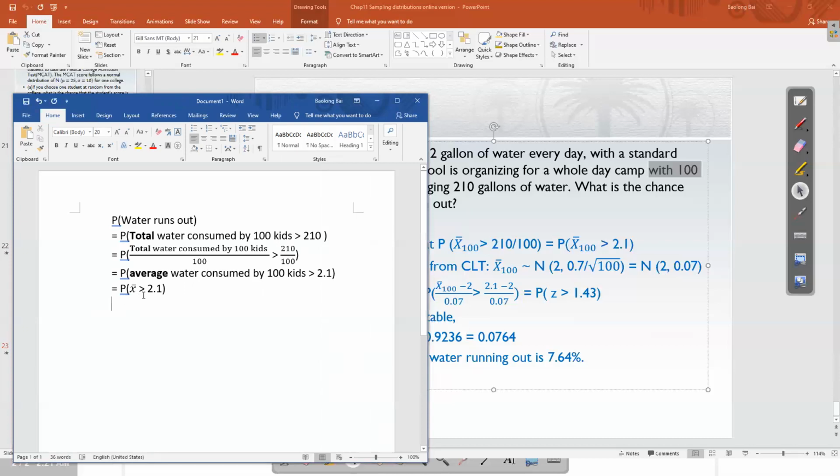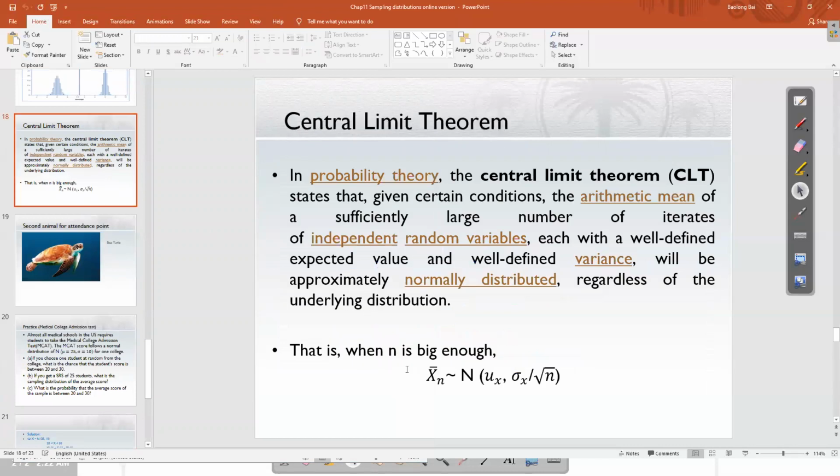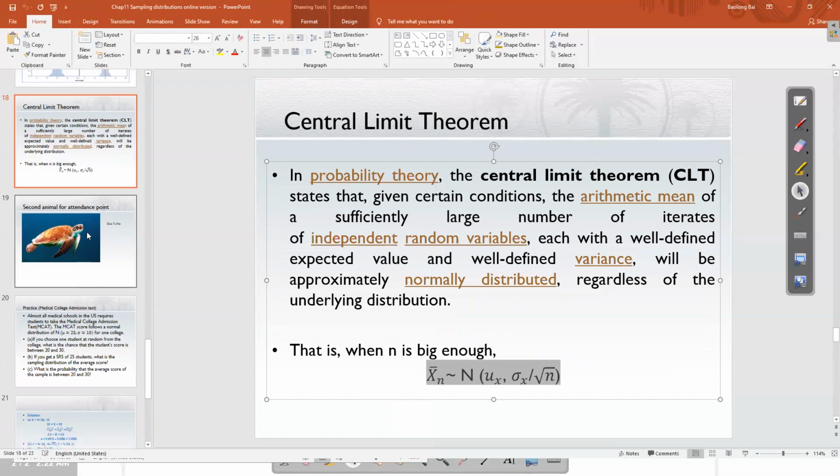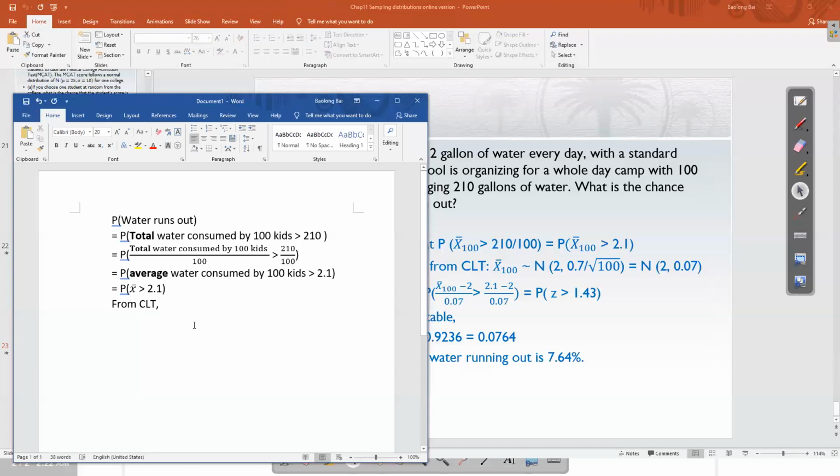All right. So once you converted the event probability into an event related to X bar, the rest is exactly the same process. So then we need to find the distribution of X bar from the central limit theorem. From the central limit theorem, X bar will follow a normal distribution with parameters mu of X and sigma of X over square root of N, right? Then we just need to plug in numbers, right?